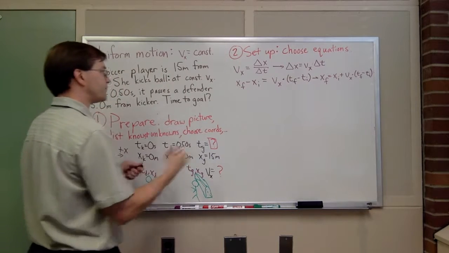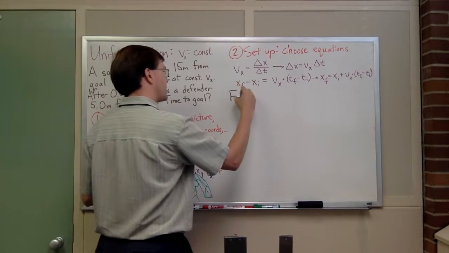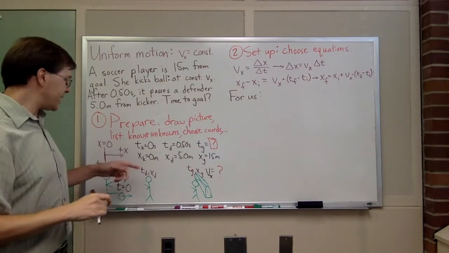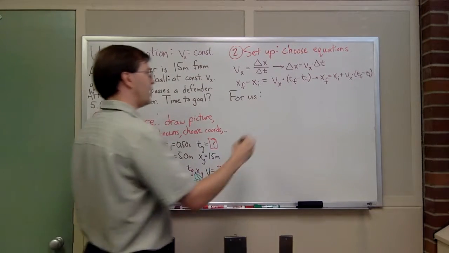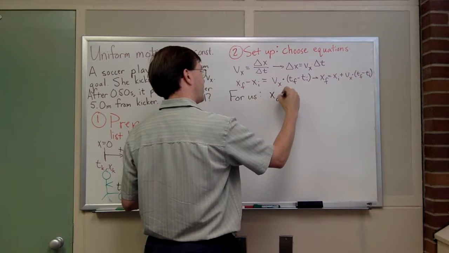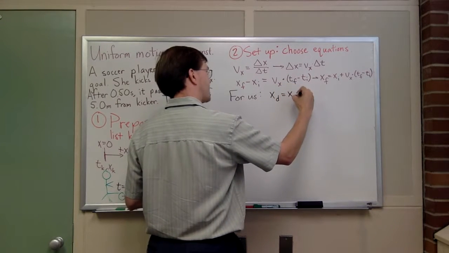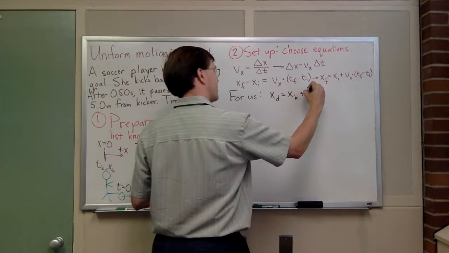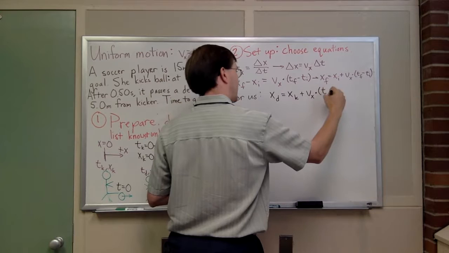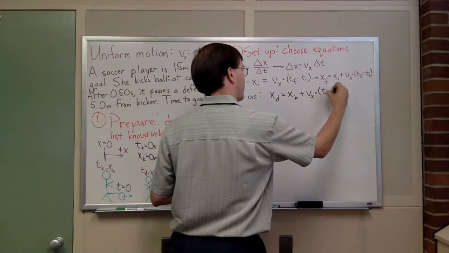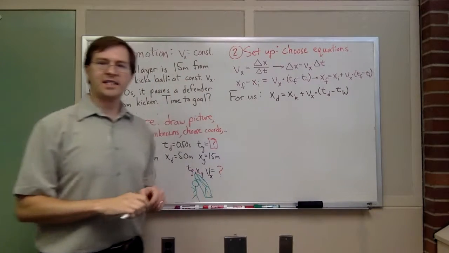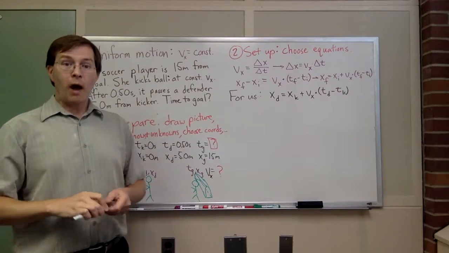So for us, in our problem setup, I can say, okay, fine. I can say that x of the defender equals x of the kicker plus my constant Vx times t of the defender minus t of the kicker. I can say that. That's a perfectly good equation. I could have said it another way.